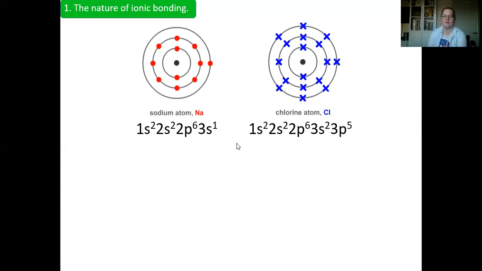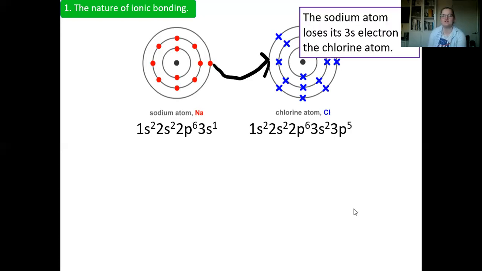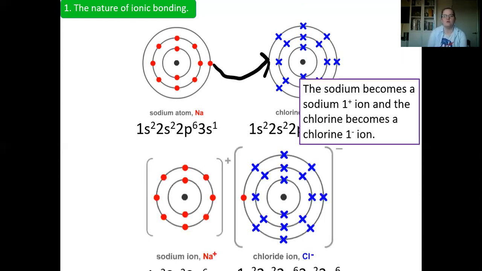So what happens? Well, our sodium loses an electron and our chlorine will gain an electron. So the sodium atom loses its 3s electron to the chlorine atom. The sodium becomes a sodium 1+ ion and the chlorine becomes a chlorine 1- ion. And we often draw them in brackets with the positive and negative signs next to them once they've become an ion.